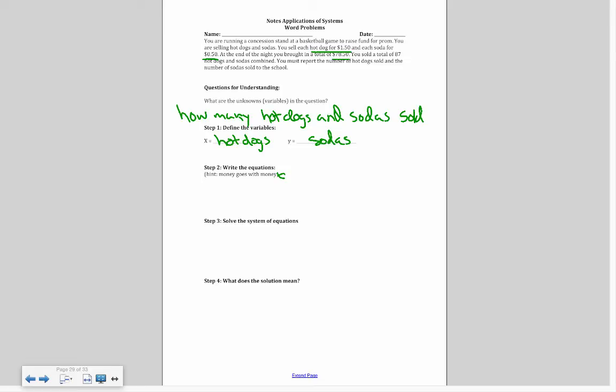So I'm going to say 1.50x plus 0.5y equals 78.50. Now I have a second equation because I have to deal with this 87. And again, it's a total of 87 hot dogs and sodas combined. So how do I combine them? X plus y has to equal 87.